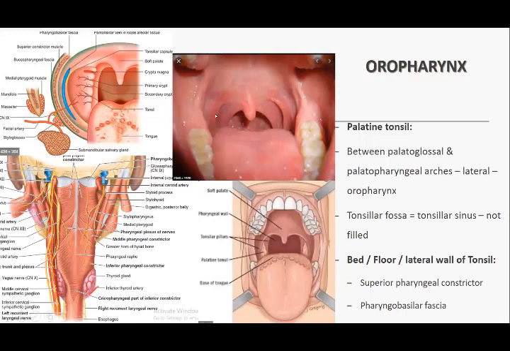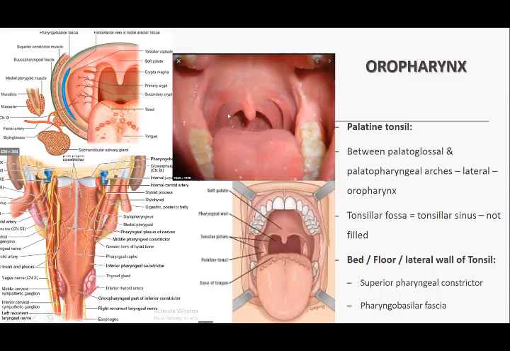You have this fold over here anteriorly, and you have this fold posteriorly. The anterior fold extends between the palate and the tongue, so it will be called the palatoglossal fold. Between the palate and the tongue is the palatoglossal fold. And then we have this posterior fold.